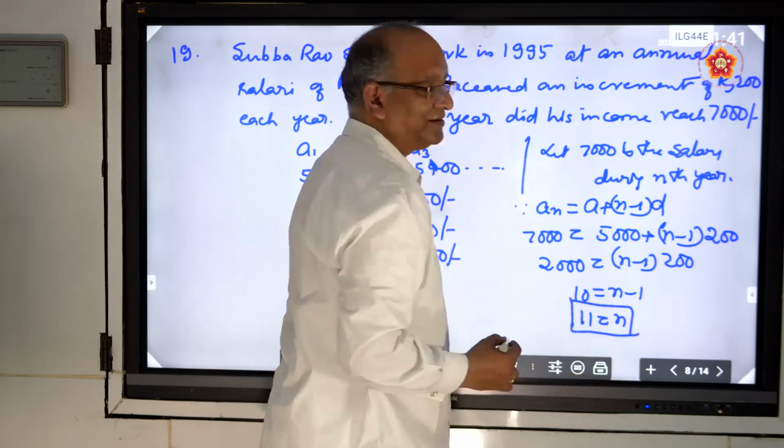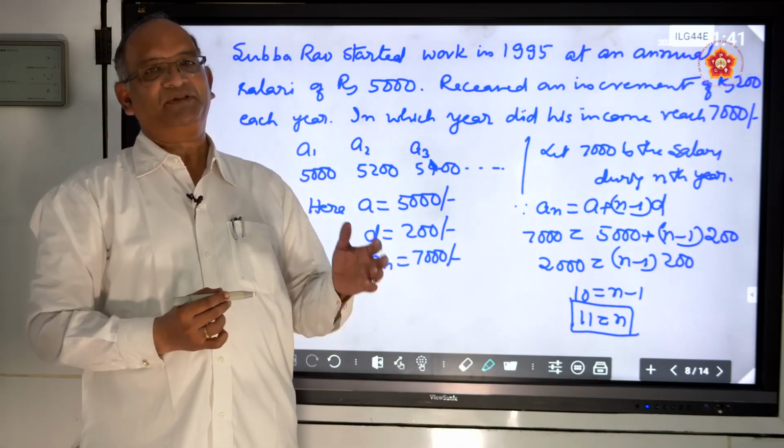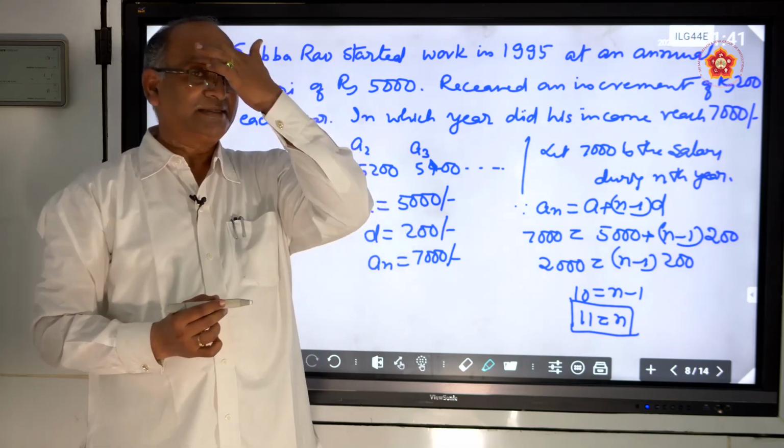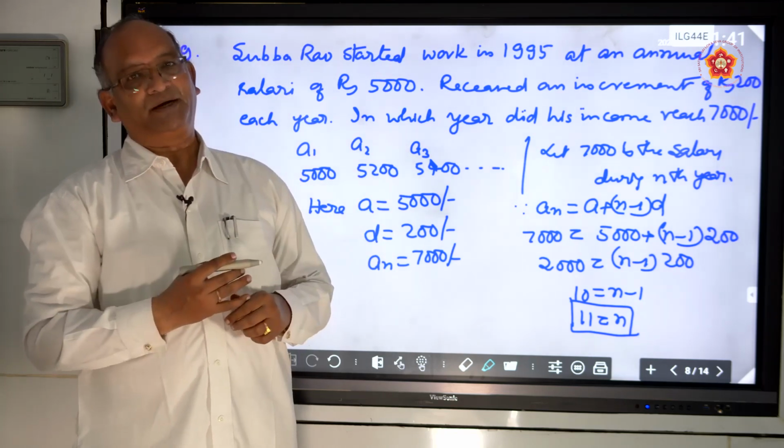What is the answer? His salary started with 5,000 rupees. After 11 years, it will become 7,000 rupees if the annual increment is 200 rupees.